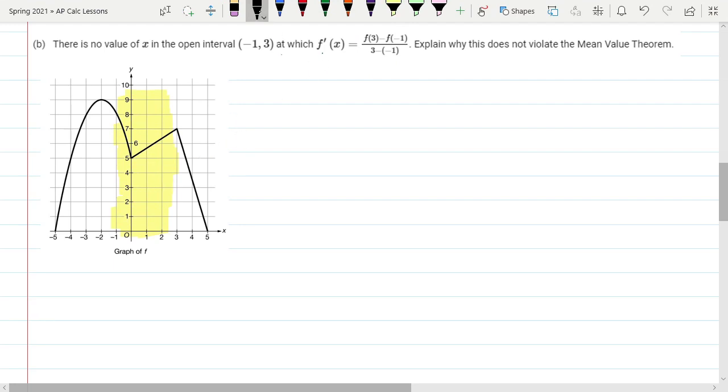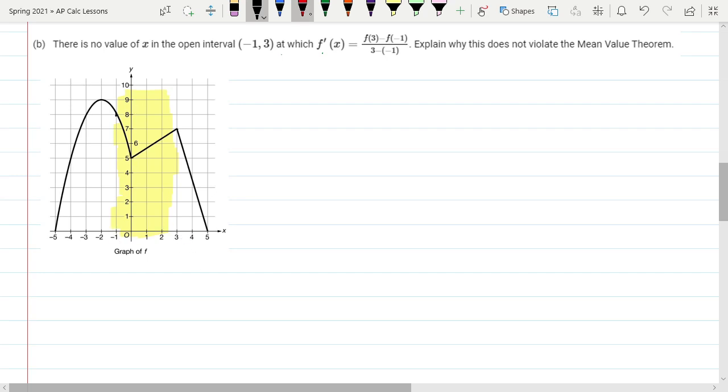Well, remember the two conditions for the mean value theorem. First, f does have to be continuous on the closed interval from -1 to 3. Well, clearly, f is continuous on that interval. There are no holes in the graph. There are no vertical asymptotes. There's no jump in the graph, so this is a continuous function. However, the second condition, remember, f has to be differentiable on the open interval from -1 to 3.